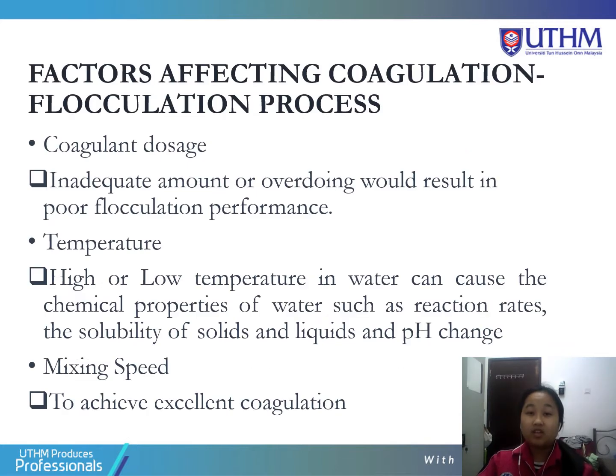There are three factors which can affect the coagulation and flocculation process. First, coagulant dosage. Second, temperature, and last, mixing speed. The coagulant dosage can affect the coagulation and flocculation process because an inadequate amount or overdosing will result in poor flocculation performance. If the temperature is high or low in water, it can cause the chemical properties of water such as reaction rate, the solubility of solids and liquids, and pH to change.